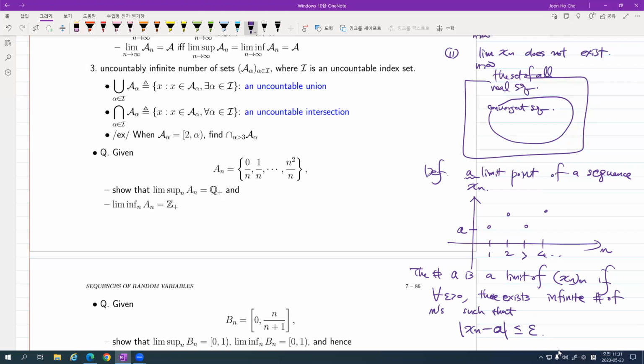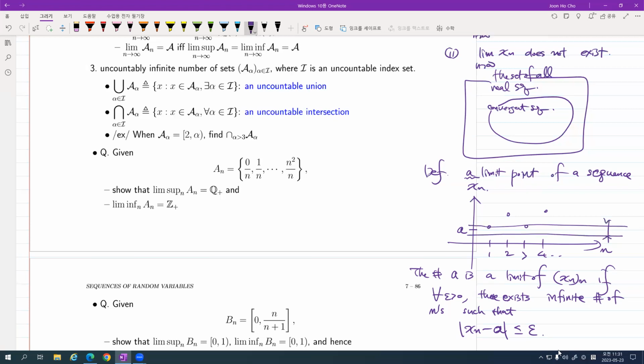What does this mean? It sounds very similar to the definition of the limit of a sequence. What's the difference? In the definition of the limit of a sequence, we wanted to find a capital N of epsilon, and after capital N of epsilon, all errors are less than or equal to epsilon. But here, the restriction is removed, loosened. We just want something like this. You take plus minus epsilon.